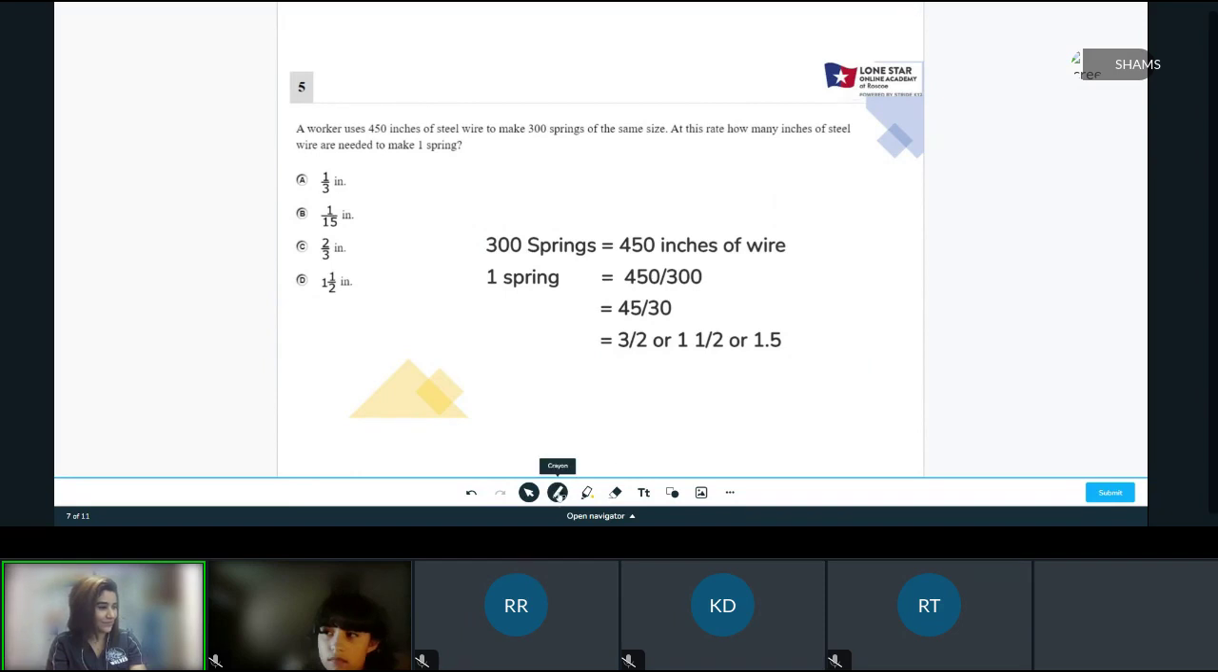Yes, D was the right answer in this case. The numbers they gave you were compatible. They were going by 15ths. Did anybody have other questions pertaining to this one?